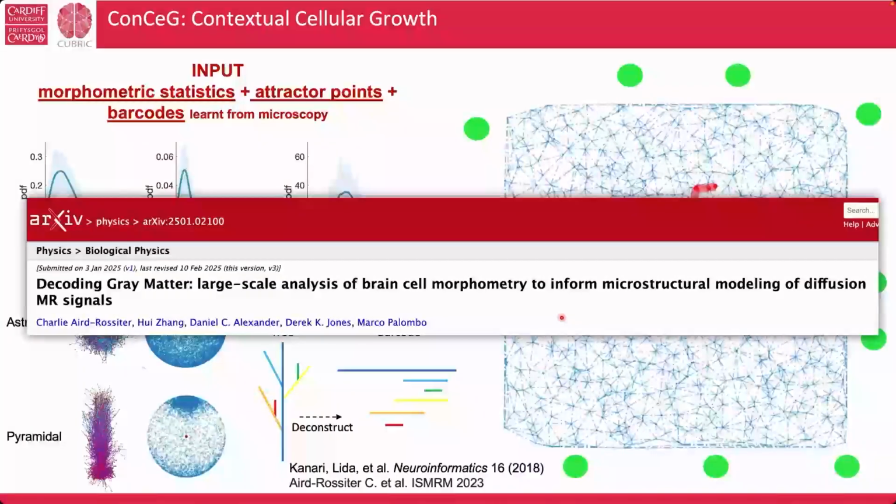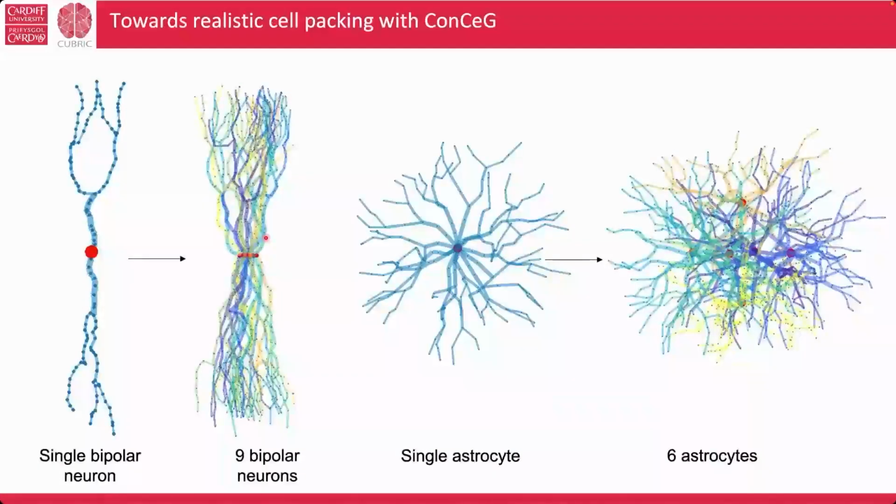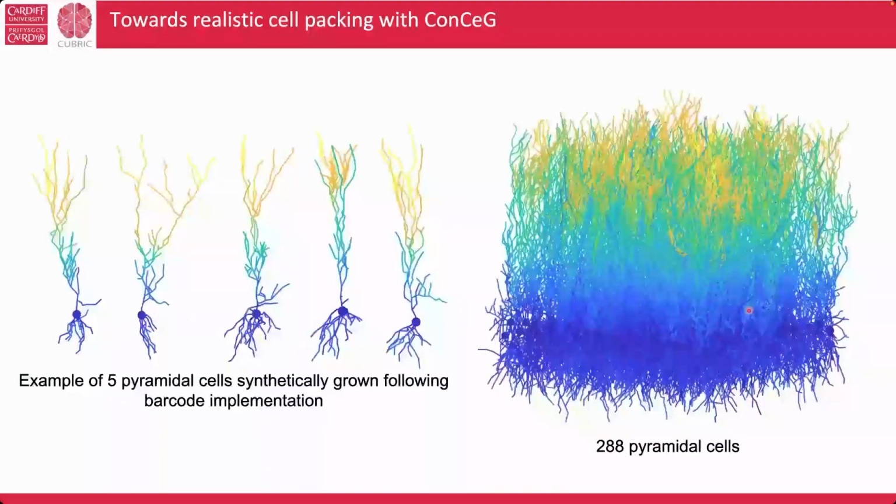And so here you see some examples of growing contextually 9 bipolar neurons where they avoid each other. Or here is when we grow 6 astrocytes where they avoid each other. But you can do much better. So here Charlie grew 288 pyramidal cells avoiding each other. Each of them are all drawn from the same family. So they all are statistically equivalent, but they are not morphologically identical.